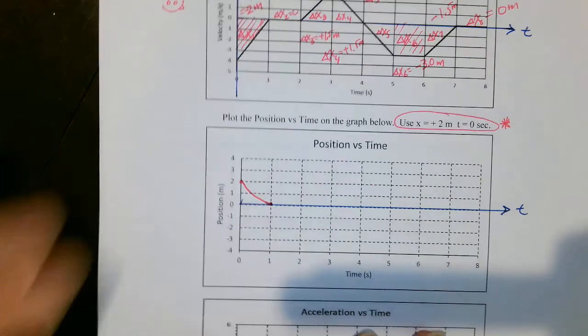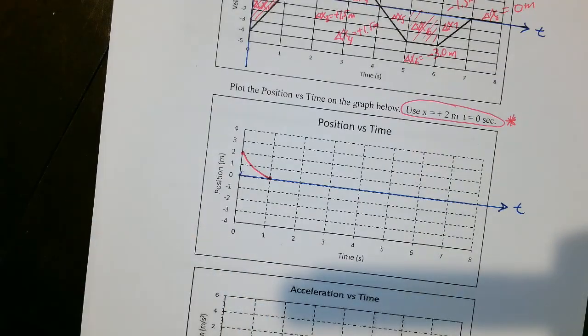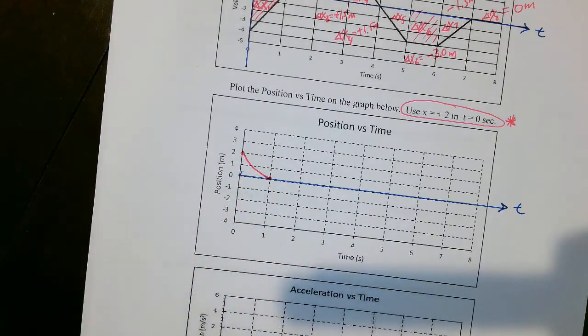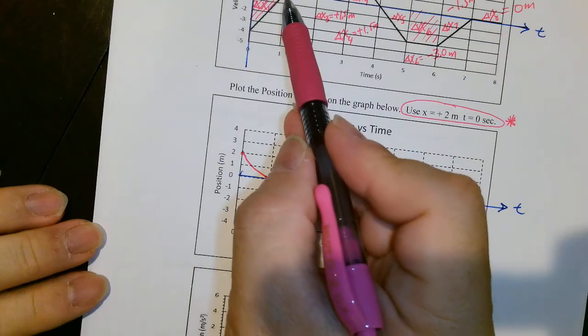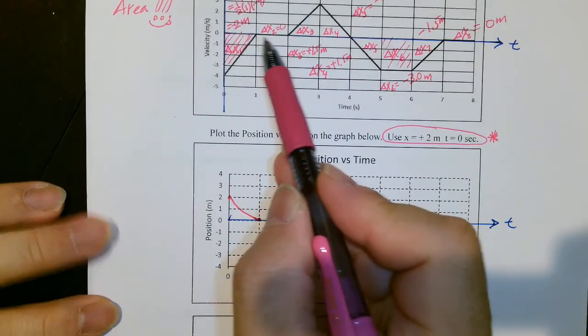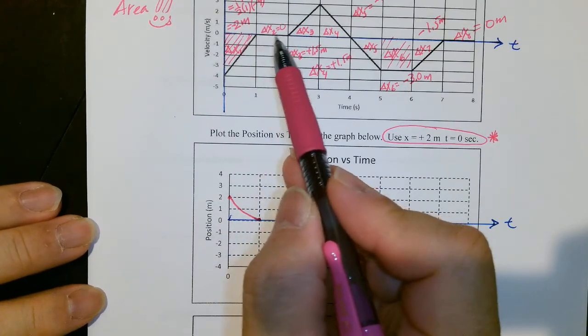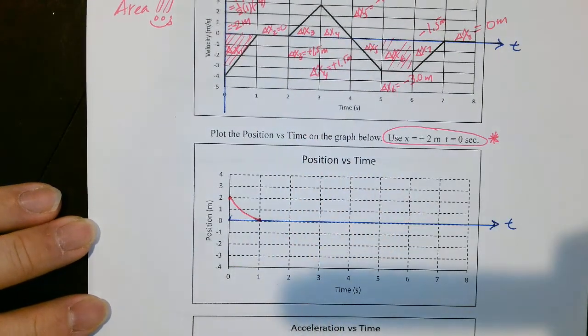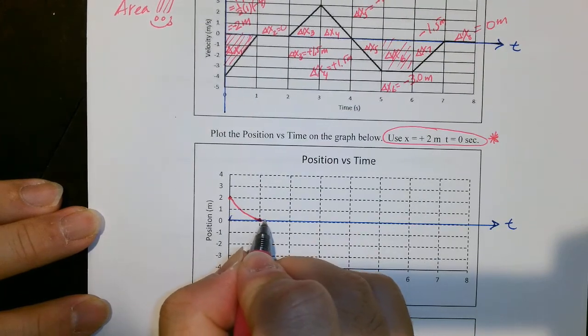Now, as far as the curviness, just fake it. Make it look pretty, okay? You don't have to make it really curvy like this. I don't care. Just make it look pretty, all right? All right, now, from 1 to 2 seconds, I didn't go anywhere. It's 0 meters per second, and it's also 0 meters traveled. So I stay at my origin.